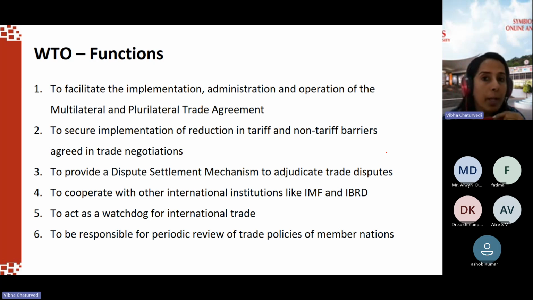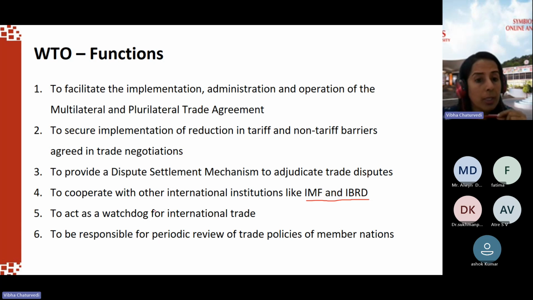The functions of the WTO are to facilitate the implementation, administration, and operation of multilateral and plurilateral trade agreements. So all NAFTA, ASEAN kind of trade agreements, which are plurilateral trade agreements, if there is any kind of dispute here, they will provide adjudication. They are also covered under the WTO. To secure the implementation of reduction in tariff and non-tariff barriers agreed in trade negotiations, to provide a dispute settlement mechanism to adjudicate trade disputes, to cooperate with other international institutions like the IMF and IBRD. So there are other institutions like the International Monetary Fund and the International Bank for Reconstruction and Development.